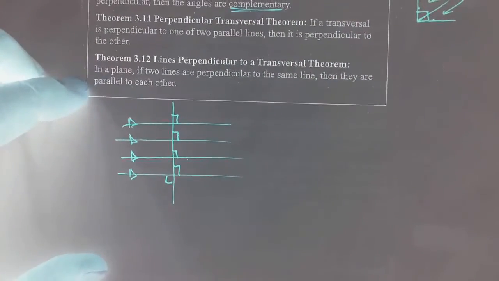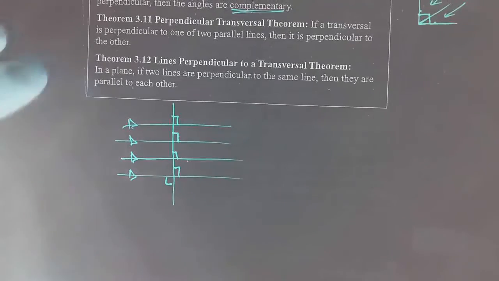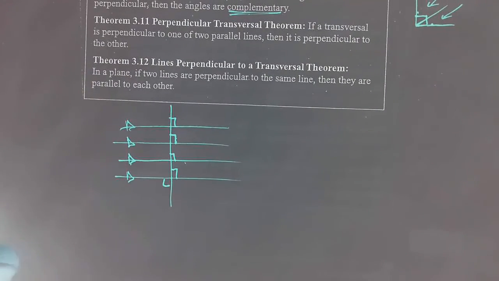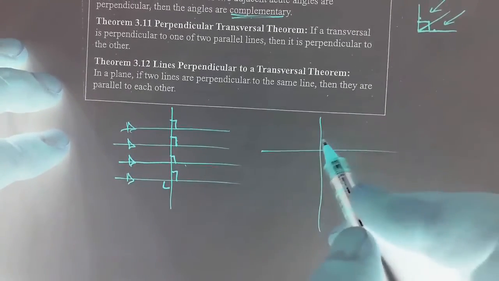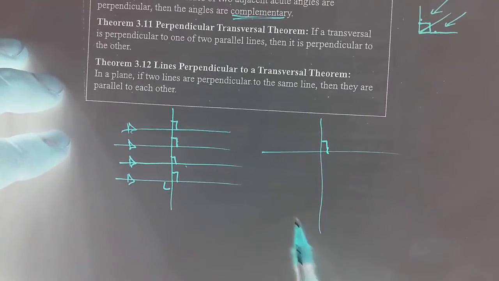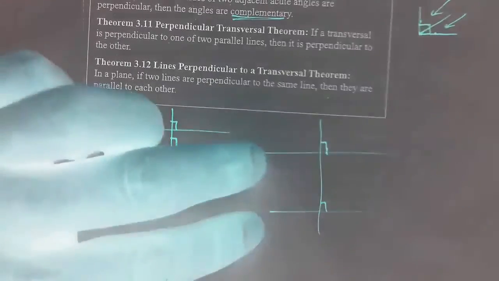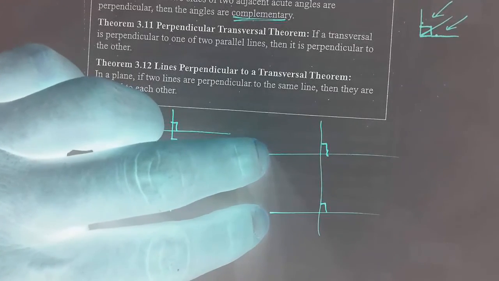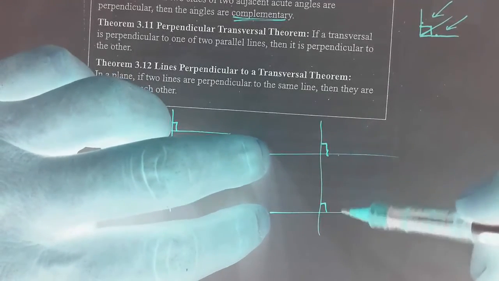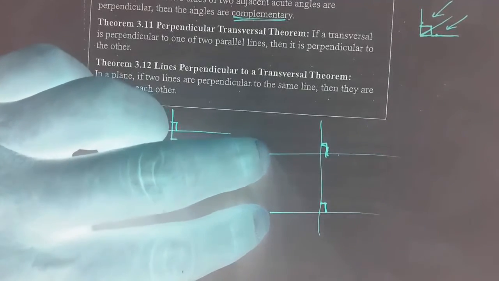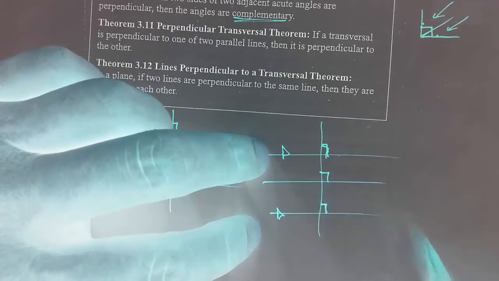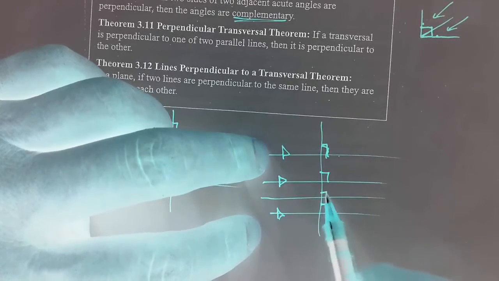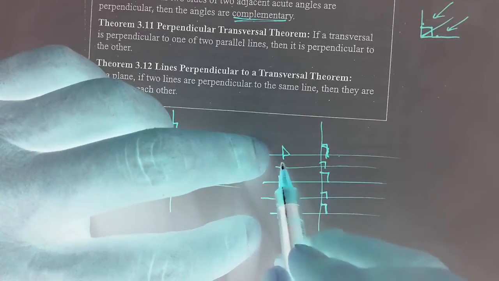Now look at theorem 3.12. In a plane, if two lines are perpendicular to the same line, then they're parallel to each other. So if I got a line like this, and I draw a line perpendicular like that, and then I come down here and draw another line perpendicular like that, what has to be true about these two lines? Not perpendicular. They have to be parallel to each other, because both are perpendicular to the same line. What if I drew another one that was perpendicular? It'd be parallel. They'd all be parallel.